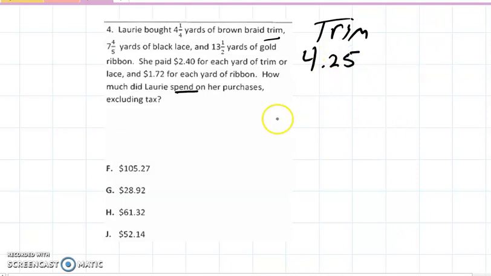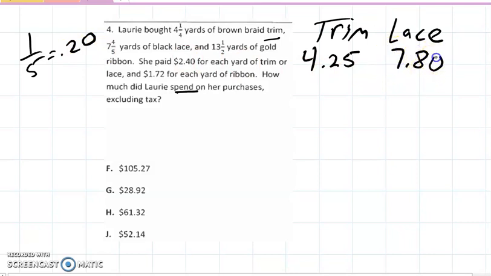And then she also purchased lace. So we'll put here lace. And she purchased 7 4/5. If 1/5 is 0.20, well, 4/5 is 4 of these. So 0.20 times 4, which is 0.80. So this is 7.80. And then she purchased 13.5 yards of gold ribbon. So we'll put here ribbon. And how much did she get? She got 13.5.